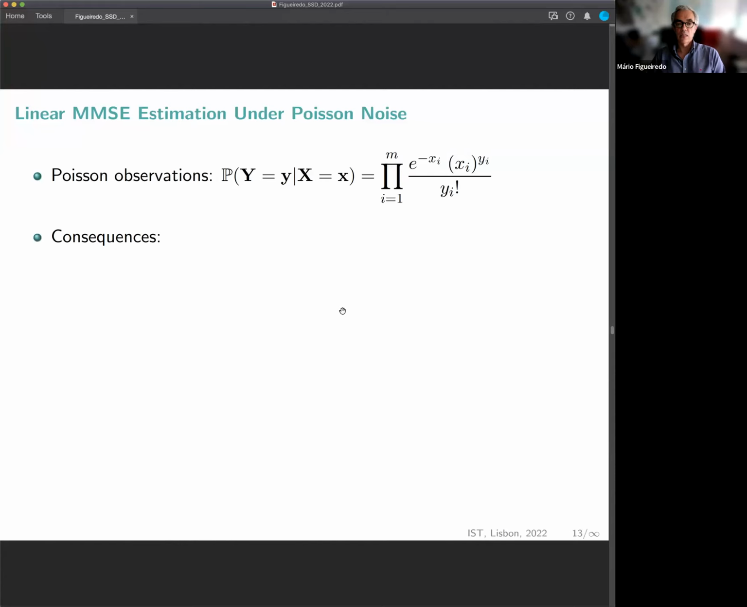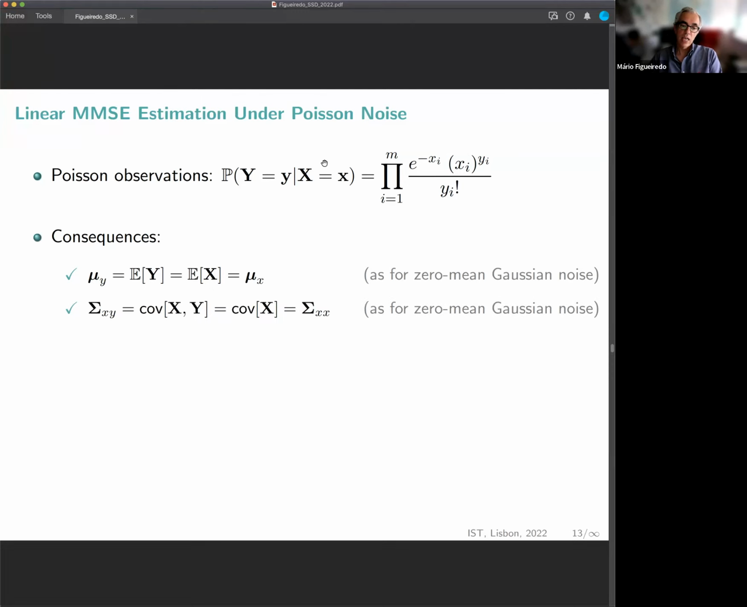Okay, so what are the consequences of doing this in the Poisson case? So it's very easy to compute all these objects. Okay, so the expected value of Y equals the expected value of X. They're all the same because the expected value of Poisson is exactly equal to the intensity. So the expected value of the intensity is mu X. So the covariance between X and Y, this is again very simple to do this computation. It's like half a line. So it's exactly as if this was zero mean Gaussian noise. So the covariance between X and Y is exactly the same as the autocovariance of X.